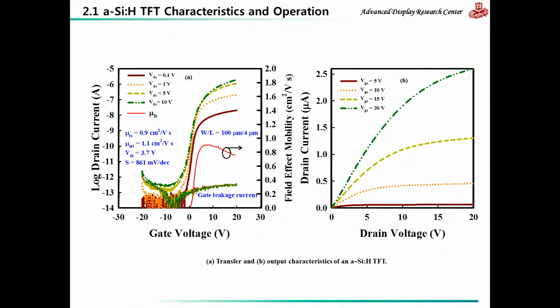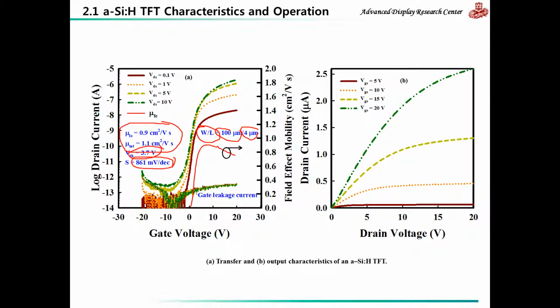This slide shows typical transfer and output characteristics of amorphous silicon TFTs. The field effect mobility is around 1 centimeter squared per volt second. The threshold voltage is around 3.7 volts, and the gate voltage swing is around 861 millivolts per decade. These are results for a device with geometry W over L of 100 micrometers by 4 micrometers.